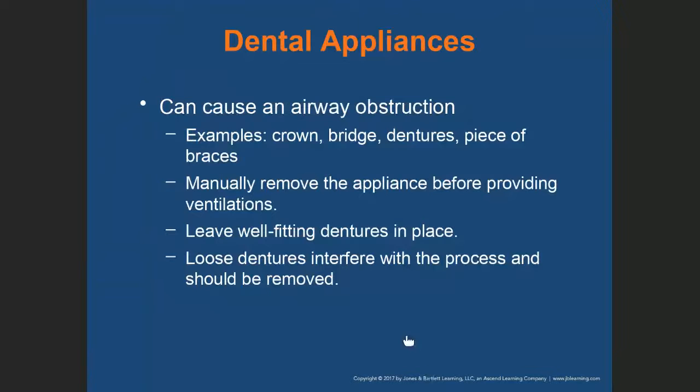All right, now for dental appliances, they can cause an airway obstruction. Examples: crown, bridge, dentures, piece of braces. Manually remove the appliance before providing ventilations. Leave well-fitting dentures in place. Loose dentures interfere with the process and should be removed.